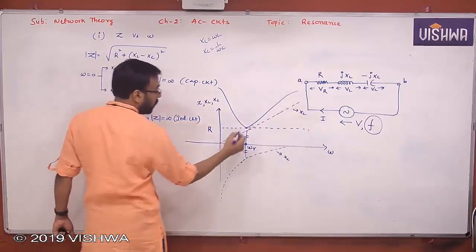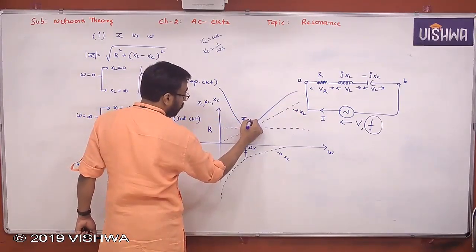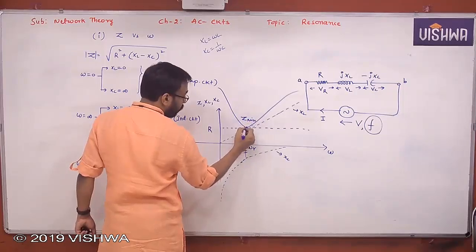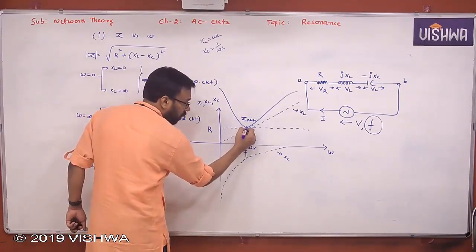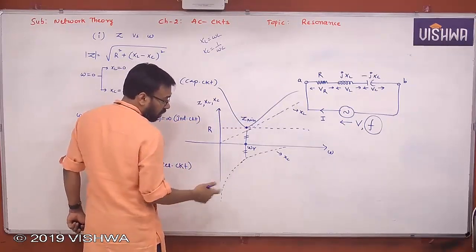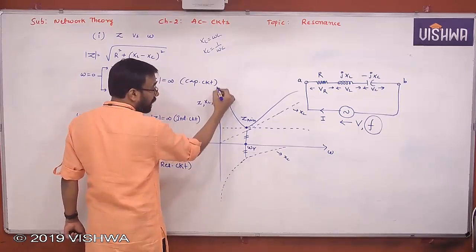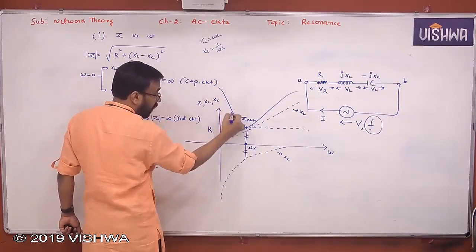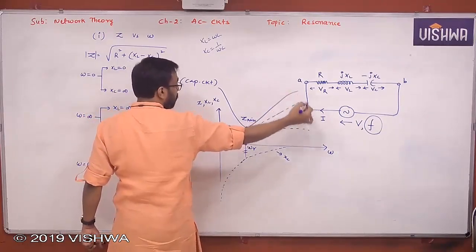Understand all of you? Okay. So this is Z minimum, the minimum impedance point. So when do you get the Z minimum in an RLC series circuit? When omega is equal to omega R. So impedance starts from infinity and then comes down, becomes minimum, and then increases.